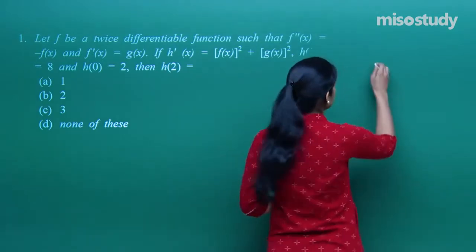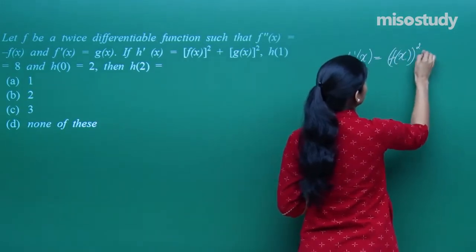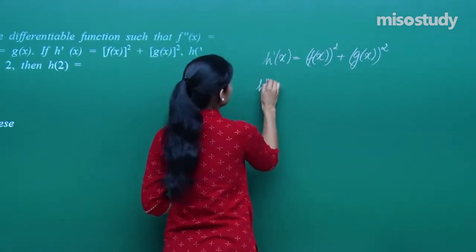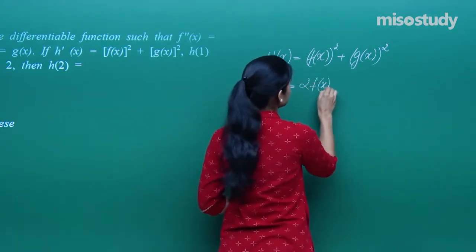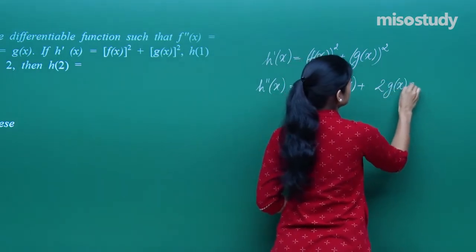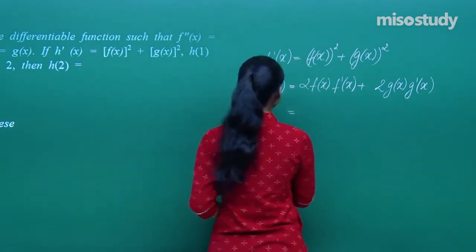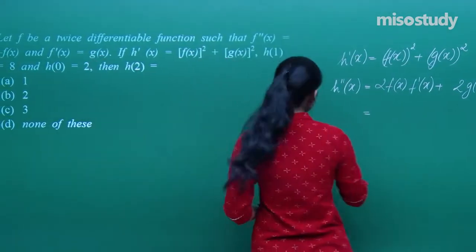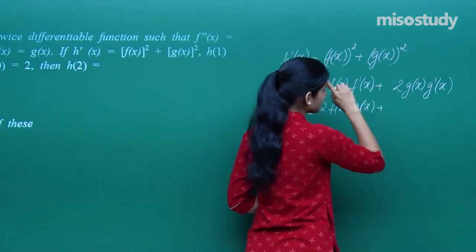So let's understand, h dash x is given as (f(x)) squared plus (g(x)) squared. So what will be h double dash x? It will be twice of f(x) into f dash x plus twice of g(x) into g dash x. Now, what is f dash x? f dash x is g(x), so I can replace that over here. This becomes twice of f(x) into g(x) plus, what is g dash x?